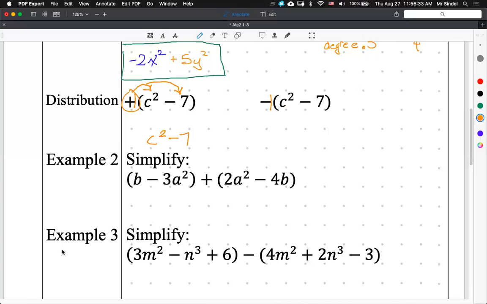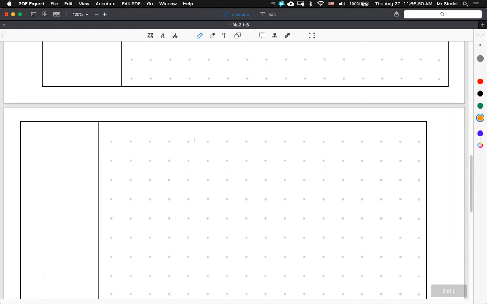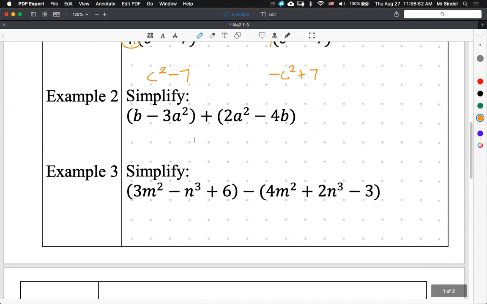Okay, let me see who it is. Can I answer this one first? Yeah, you can. Okay, so it's going to be -c squared plus 7. Right, plus 7, exactly. It switched both the signs. Precisely, yep. All right, and then we have just two more examples, and then we're done. There's no backside of this. So there they are.